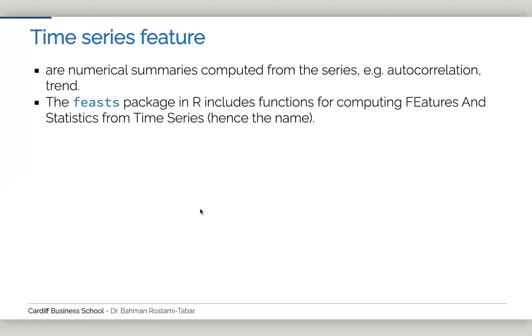And then we do it in this book using a package called feasts. This is again a part of fpp3, so if you install fpp3, feasts will be installed automatically. It is a part of it. The feasts package in R includes functions for computing features and statistics from time series. And this is actually where the name feasts comes from.